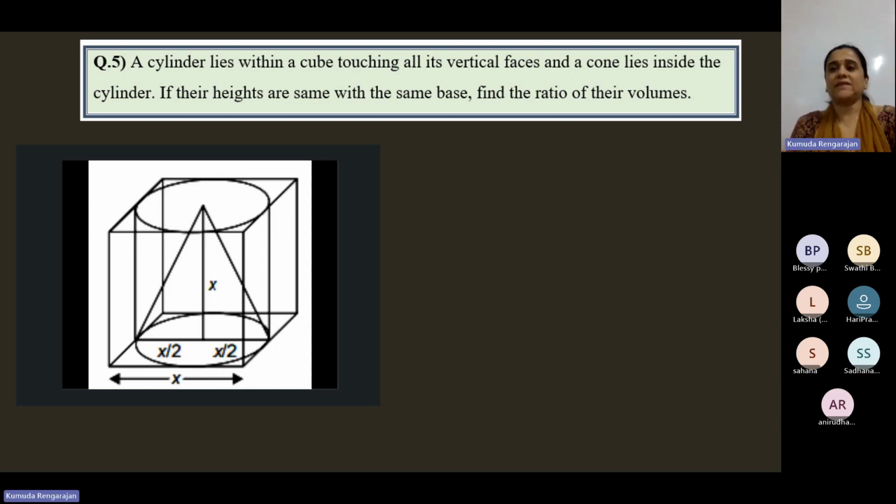So that's what is given here. And their height is the same. The height of the cone, the height of the cylinder, the height of the cube, all are the same. Now let's read the question again.